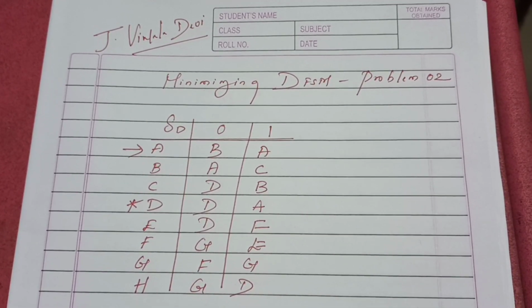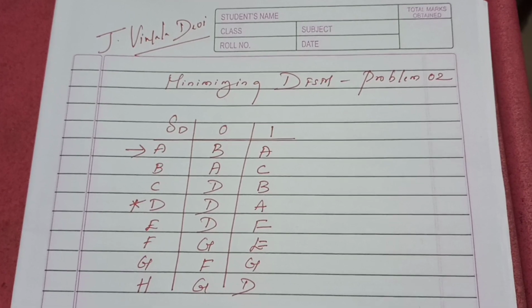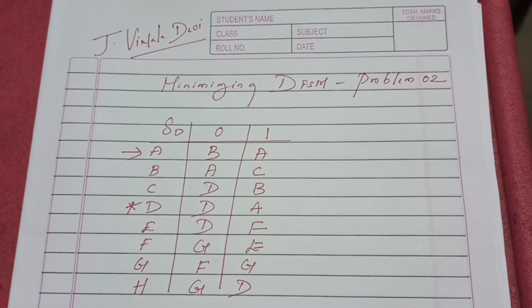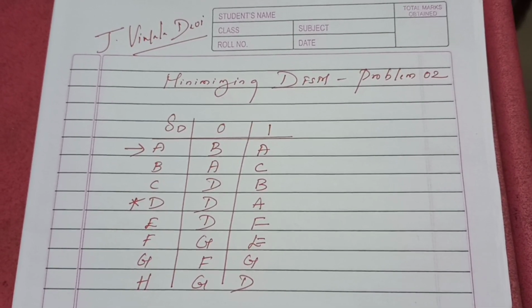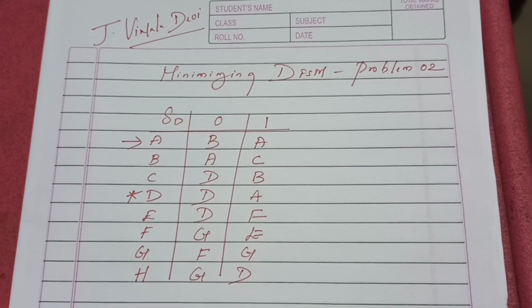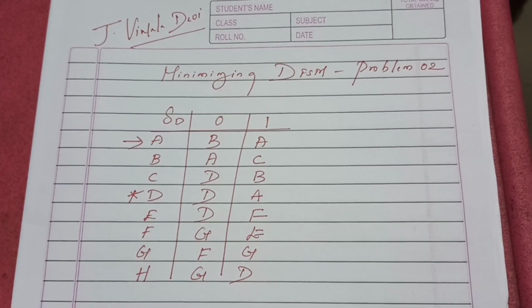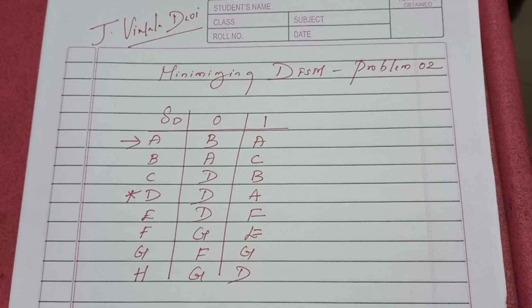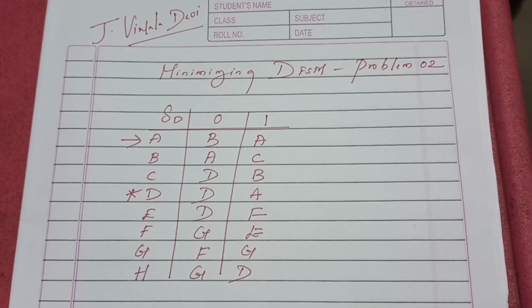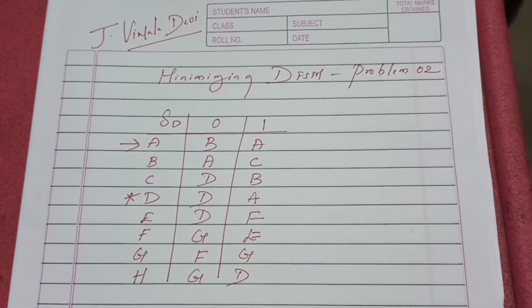In this video, we are going to discuss another problem about minimizing DFSM. The previous video actually was a longer one. If you are interested only in the solution, you can skip and directly move on to the solution. In this video, I'm not going to explain any definition or anything. Directly, I'm going to provide you the solution.